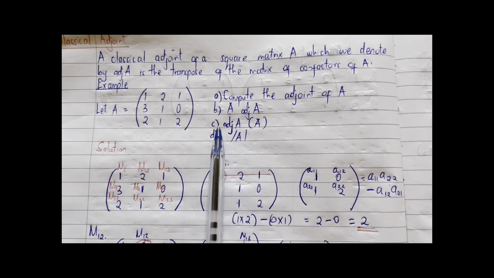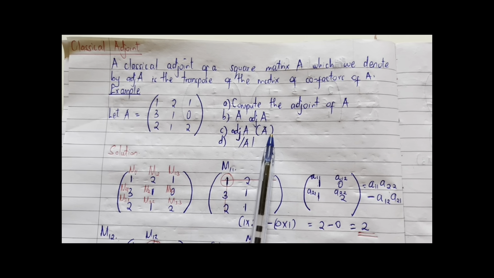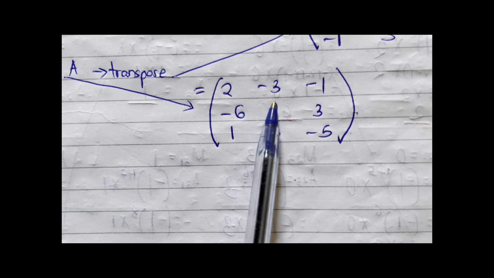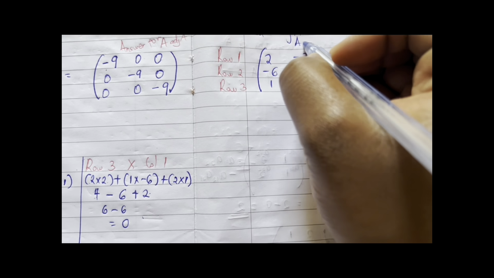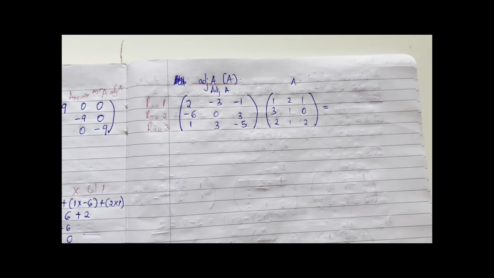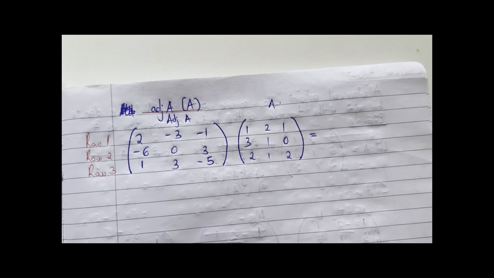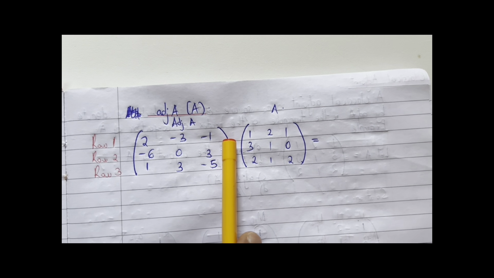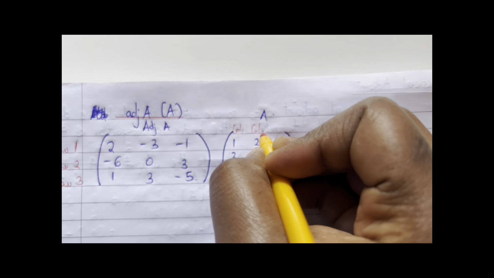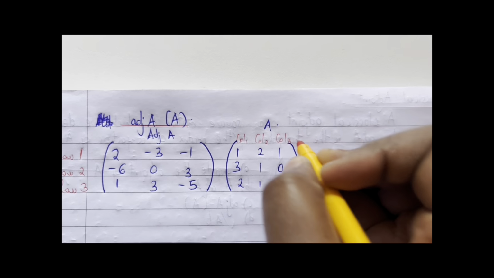Next, we're supposed to work out adjoint A times A. So we're going to do the same. We write adjoint A in front because now it's not A adjoint, it's adjoint A. Then we have A. So we're going to multiply row 1 with all columns in A, row 2 with all columns in A, and row 3 with all columns in A. Let me label the columns, column 1, column 2, and column 3.